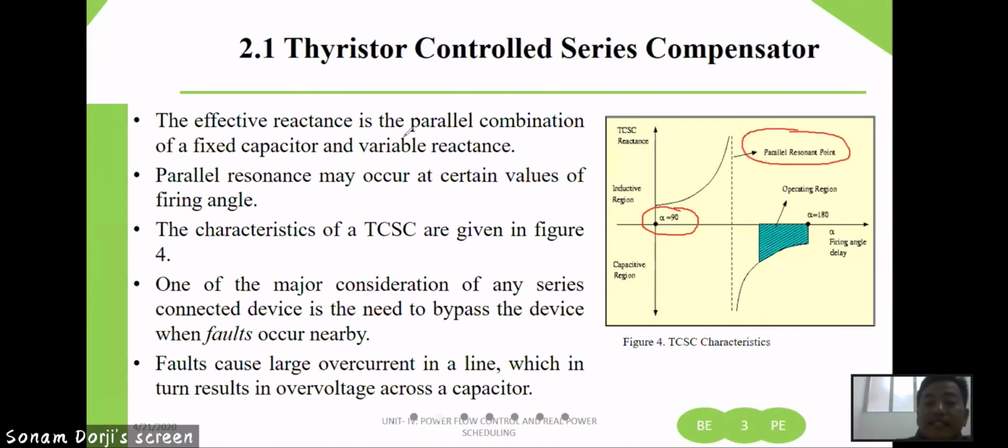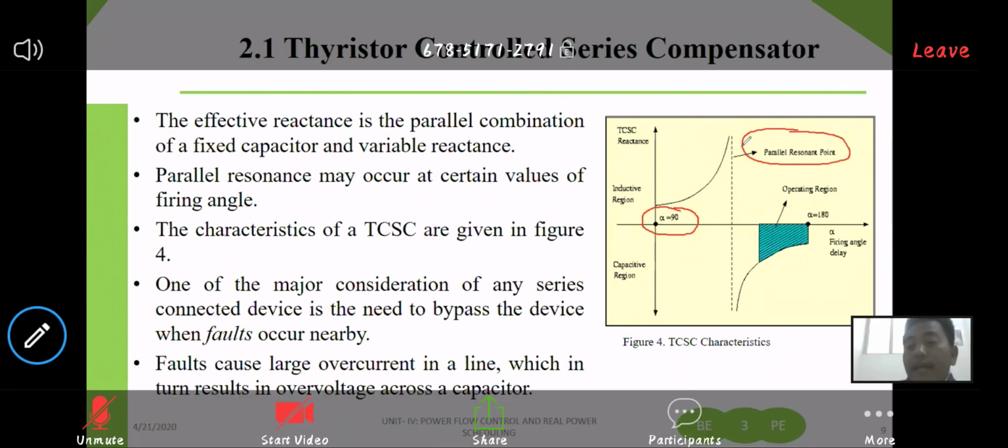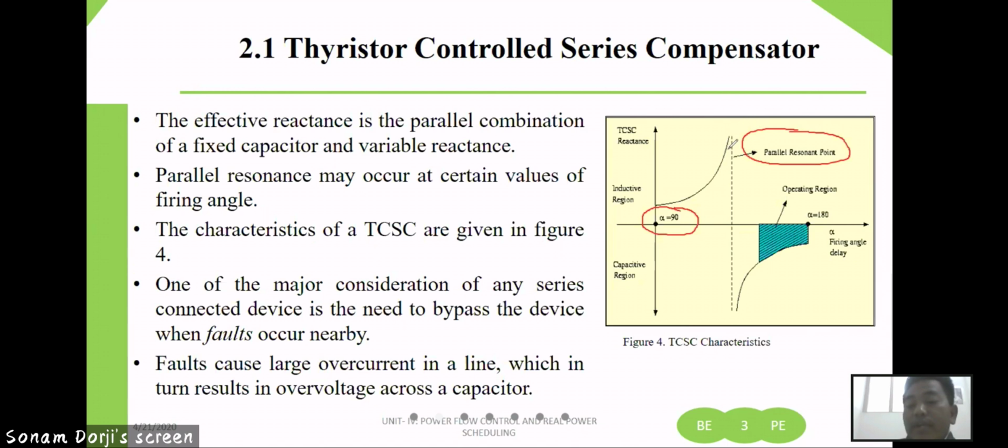So we call it the effective reactance is a parallel combination of a fixed capacitor and a variable reactance. Parallel resonance may occur at certain values of firing angle. So you keep on changing the firing angle, and at one point you will reach a parallel resonant point. You might have already studied parallel resonance. In such a case, maximum power can be transferred, or power flow control can be carried out.